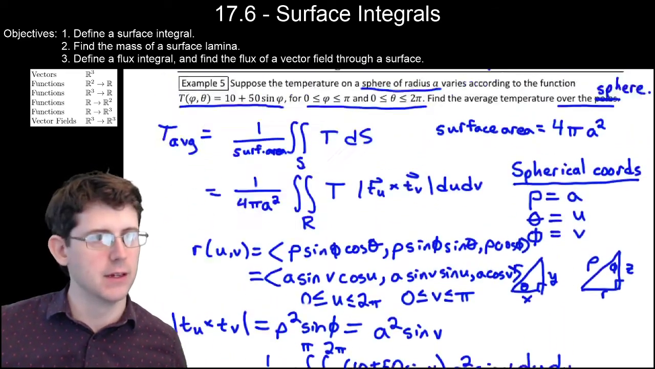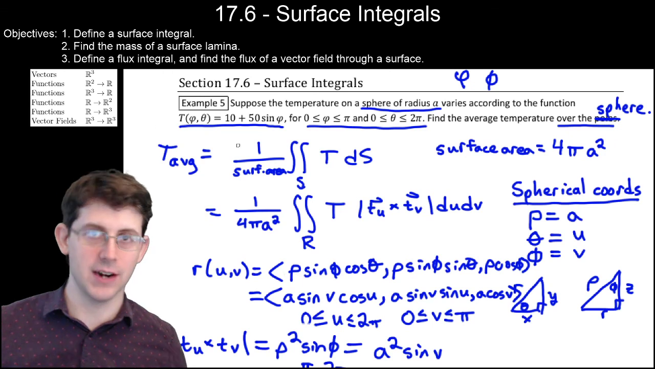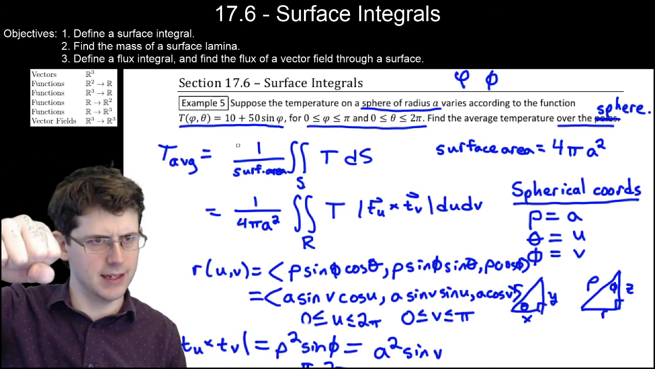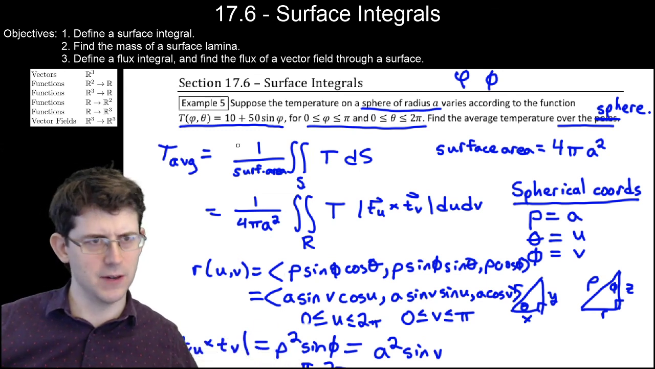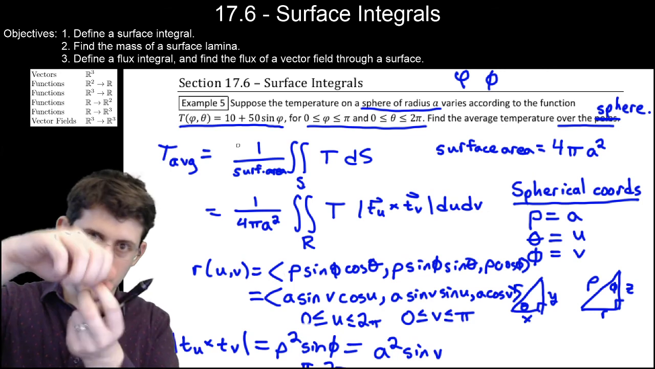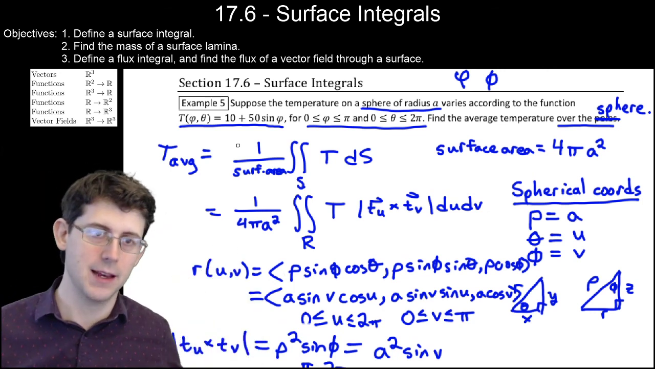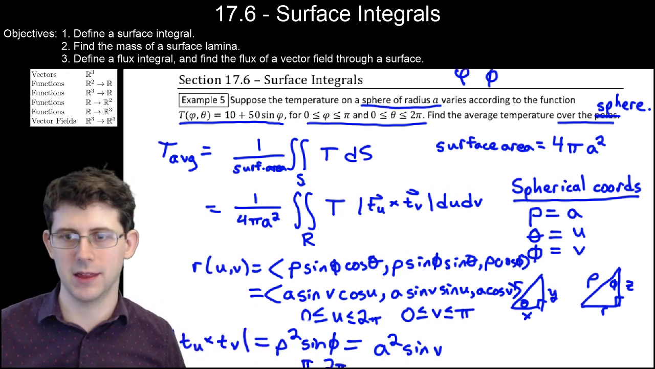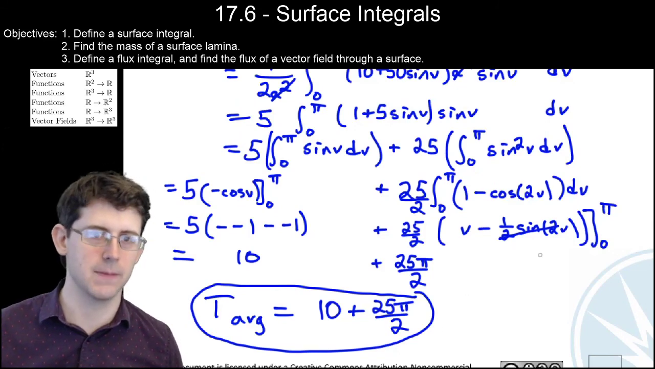Cool. So I had my temperature varying over the surface of the sphere. It was 10 degrees at the poles, and it was warmer at the equator, right? If phi is pi over 2, I got 60 degrees. So the temperature was varying from 10 up to 60, back down to 10. And because there's so much more of the sphere around the equator, I end up with an answer that is closer to 60. It was about 50 degrees.